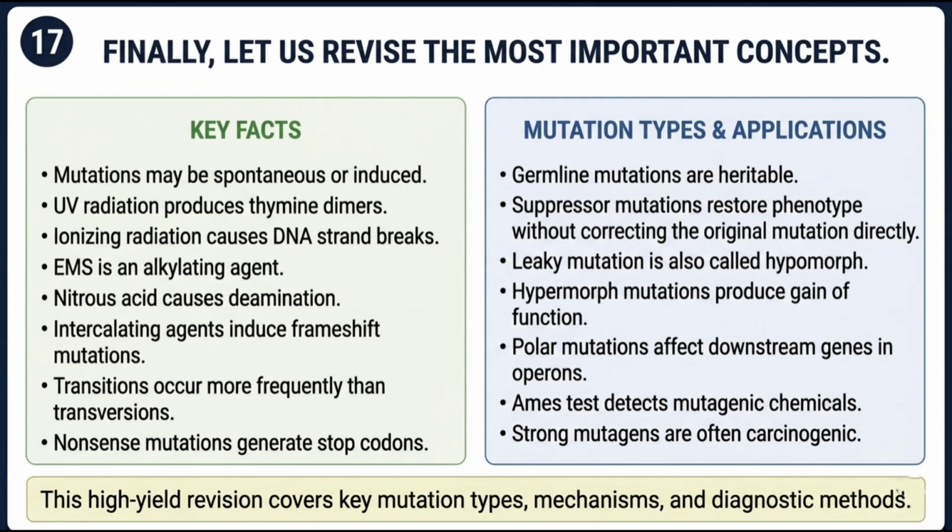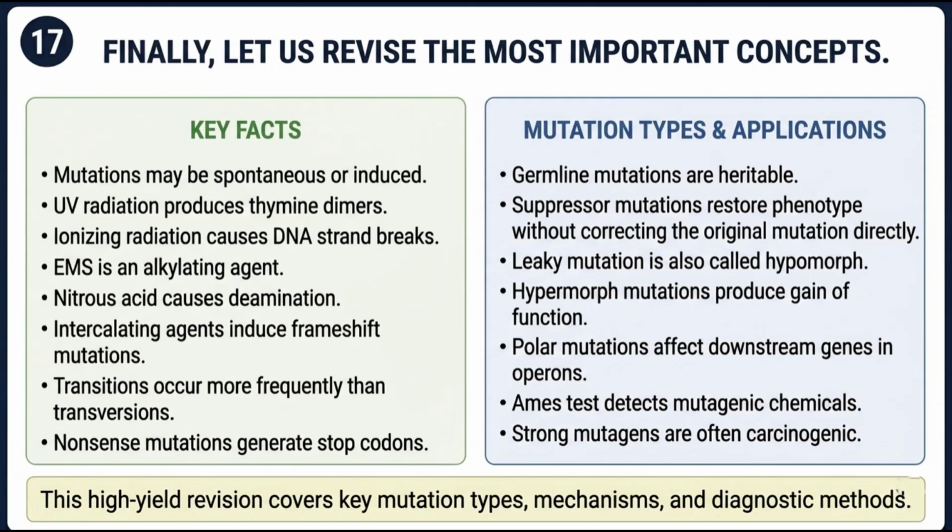Finally, let us revise the most important concepts. Mutations may be spontaneous or induced. UV radiation produces thymine dimers. Ionizing radiation causes DNA strand breaks. EMS is an alkylating agent. Nitrous acid causes deamination. Intercalating agents induce frameshift mutations.